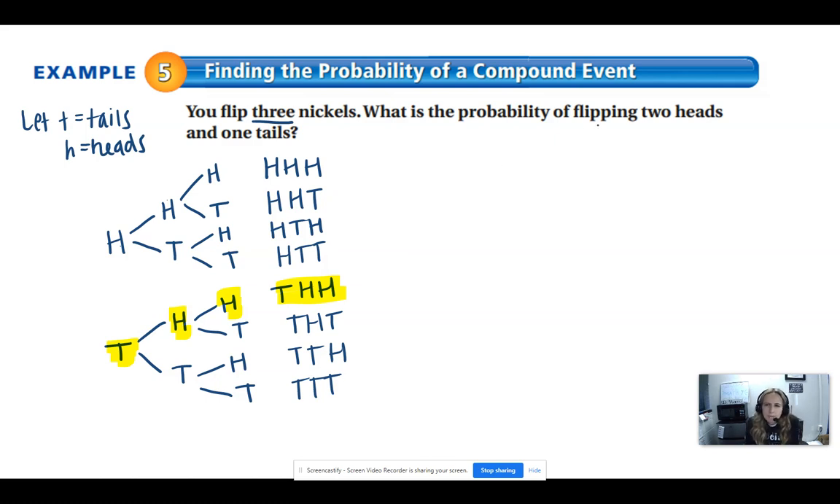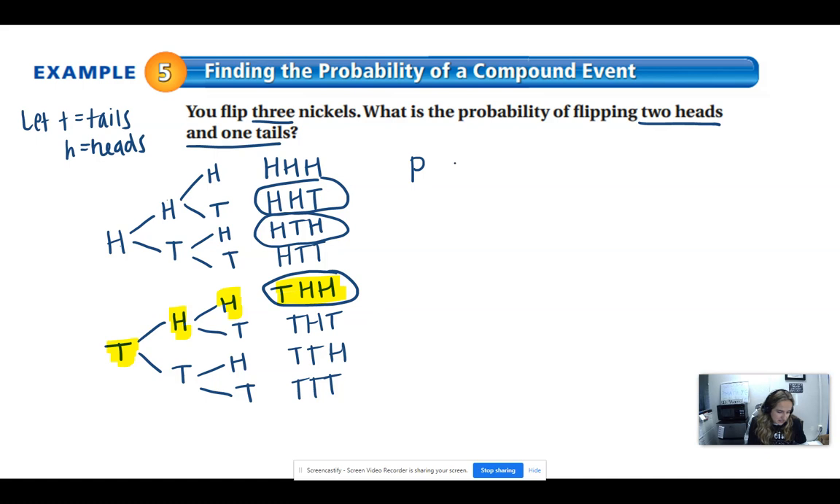It says, what is the probability of flipping 2 heads and 1 tails? Let's go through and circle the ones that have 2 heads and 1 tails. This has 2 heads, 1 tail. This has 2 heads, 1 tail. That doesn't. This has 2 heads, 1 tail. And that's about it. Now we're going to go back to our earlier sections of chapter 10, finding the probability of an event. My event for this is going to be 2 heads and 1 tail, because that's what it wants me to find.